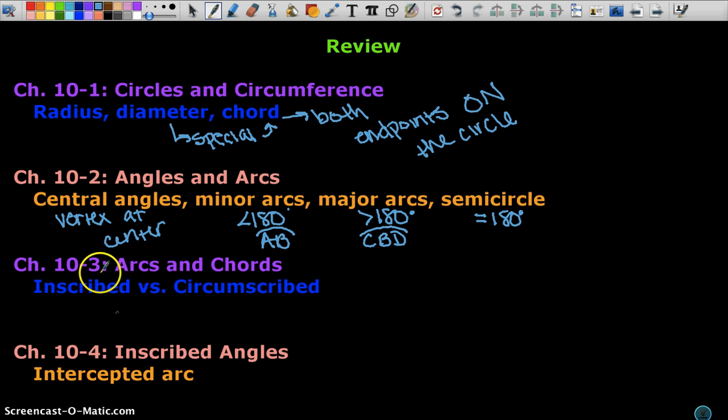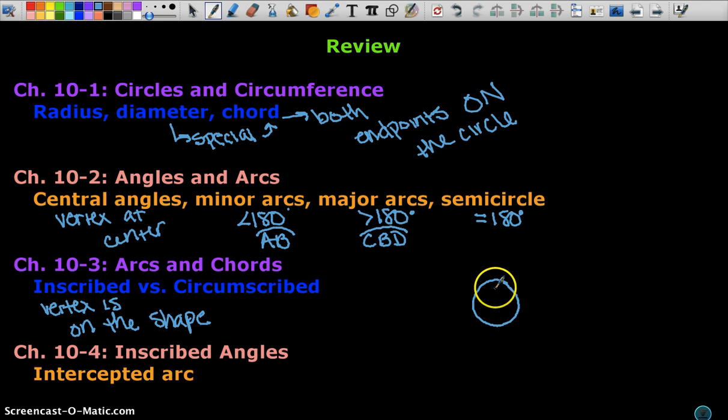Section 3, arcs and chords. Inscribed, remember that that means every vertex is on the shape. So whatever is on the outside shape, so if it were a circle perhaps, and I'm just going to draw it freehand so it's probably going to look terrible. Oh, it's not that bad. If it was a circle with a triangle, this triangle would be considered inscribed because every vertex is on the circle, where circumscribed is the shape on the outside, so the circle would be circumscribed.